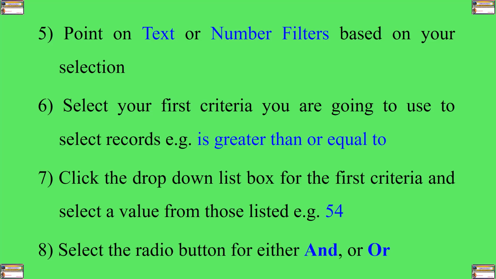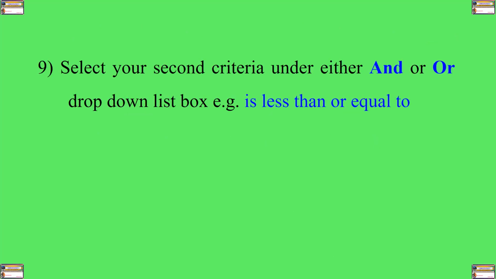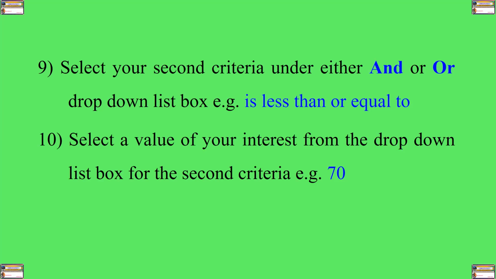Then select the radio button for either and or or. Number nine, select your second criteria and either and or drop-down list box, for example, is less than or equal to. Number 10, select a value of your interest from the drop-down list box for the second criteria, for example, 70. Lastly, once you are done, you click on OK.